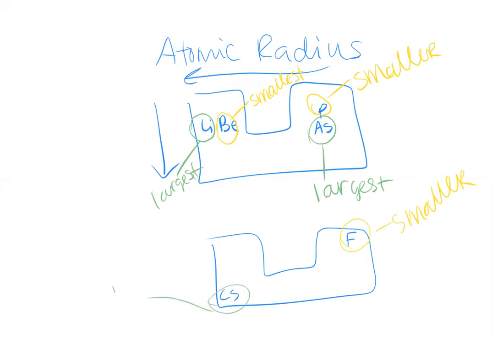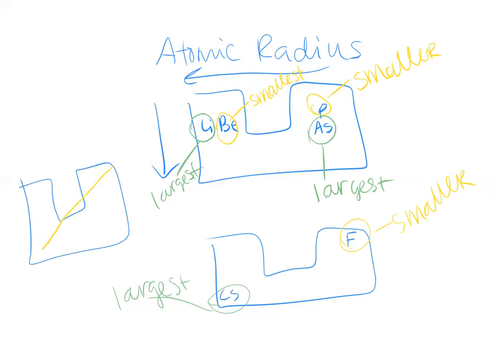Cesium is going to be larger because it's closer to that bottom left corner and follows that overall trend that we see with atomic radius. And that overall trend for this one is going down towards the bottom left corner. Exact opposite of what we saw before.